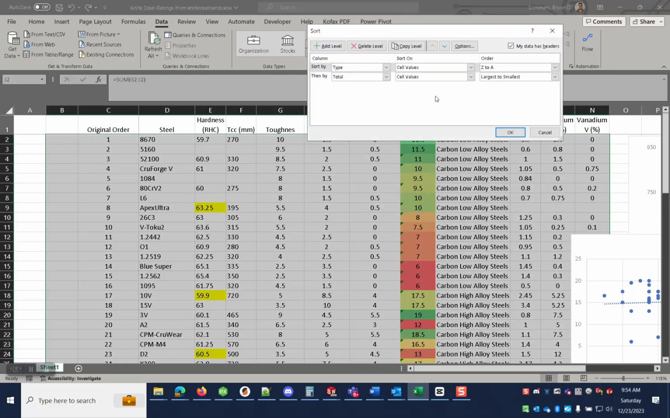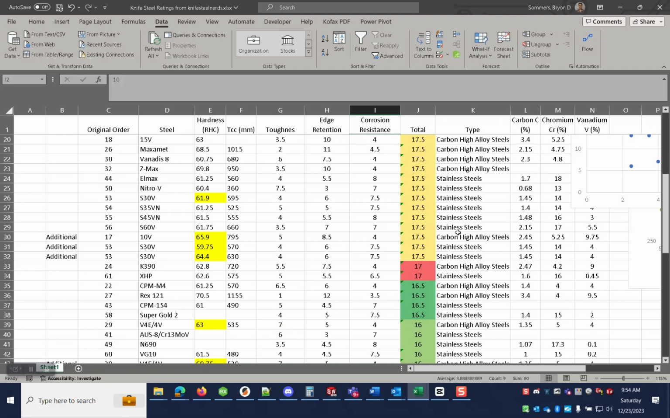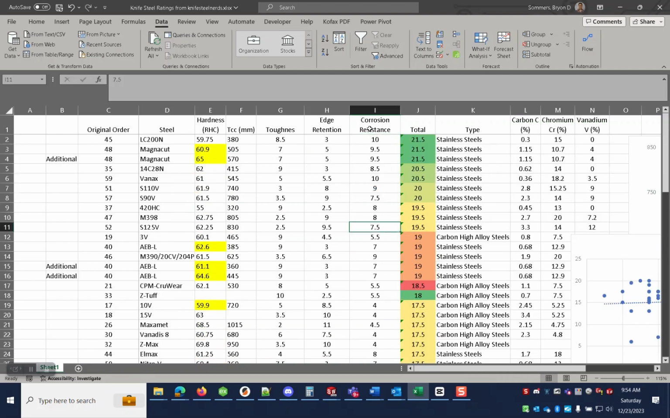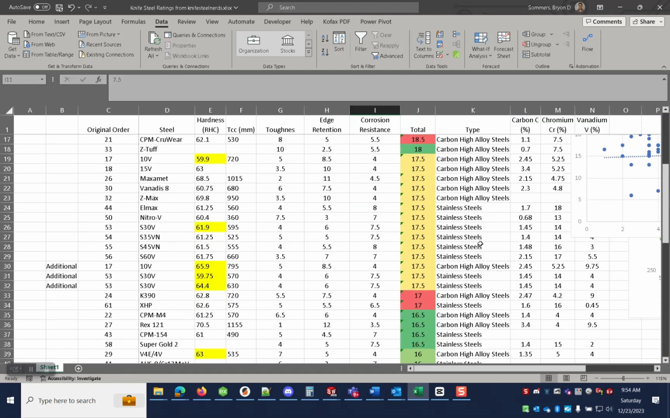I don't know. Pretty interesting. I resort this. I just want to look at this again. So all stainless at the top. I guess that makes sense because, actually, of course that makes sense. Stainless is the only group that uses all three categories to the maximum. The low alloy and the high alloy obviously are weak in corrosion, not designed for corrosion, so of course they're not going to rank in that column, so it's always going to be a deficit in them.